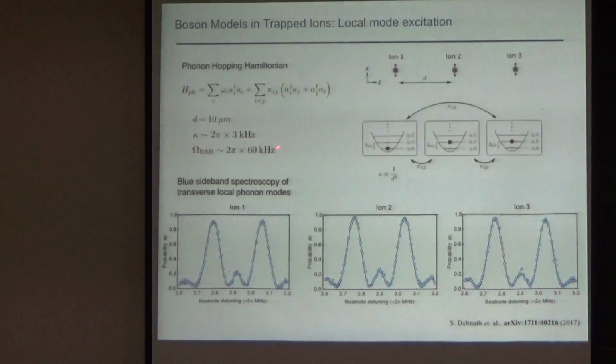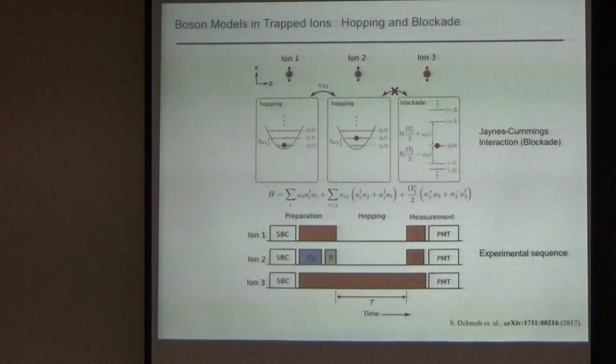So what I can do is go ahead and do a sideband spectroscopy to find out the local modes. I increase my laser power and do a sideband pi pulse, which is much faster than the hopping rate. And I find that for each ion, I get exactly 2 modes. If there were 3 ions and normal modes, there would be 3 normal modes. But if you are looking at the local modes, then there will be 2 modes, because I'm kicking it in the transverse direction, and there are 2 orthogonal degrees of freedom in the transverse directions. So that tells me that I am successfully preparing or exciting local phonon modes.